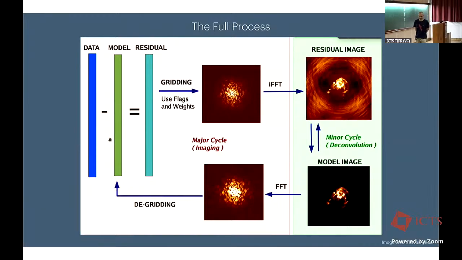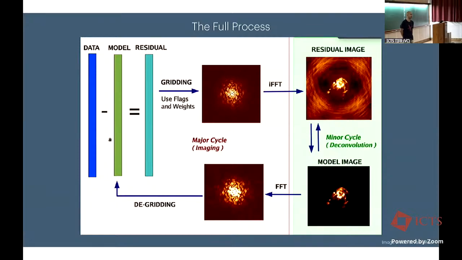So you set yourself a criterion, right? You can say, okay, I want to stop cleaning when the brightest pixel in my residual image is only, say, 5 sigma of the RMS in the residual. This is one way to do it. Typically, that can take forever. It depends a little bit on your data.